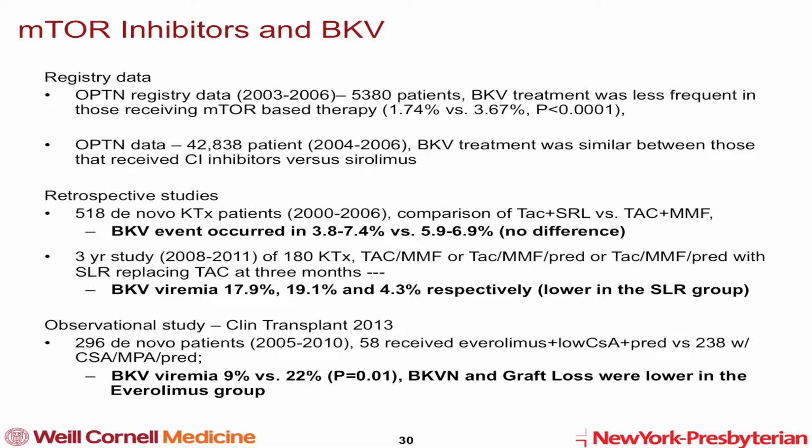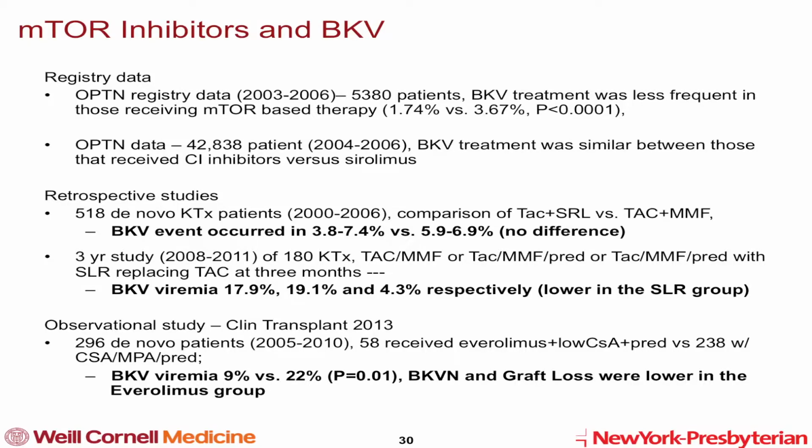There they had initial maintenance therapy as tacrolimus with CellCept, or tacrolimus, CellCept, and prednisone, and their strategy was in some of those patients to replace the tacrolimus with sirolimus at 3 months post-transplant. So in that third group, the BK viremia was only 4.3% compared to 17 and 19% in the other two groups. So there was a trend towards benefit in that study.